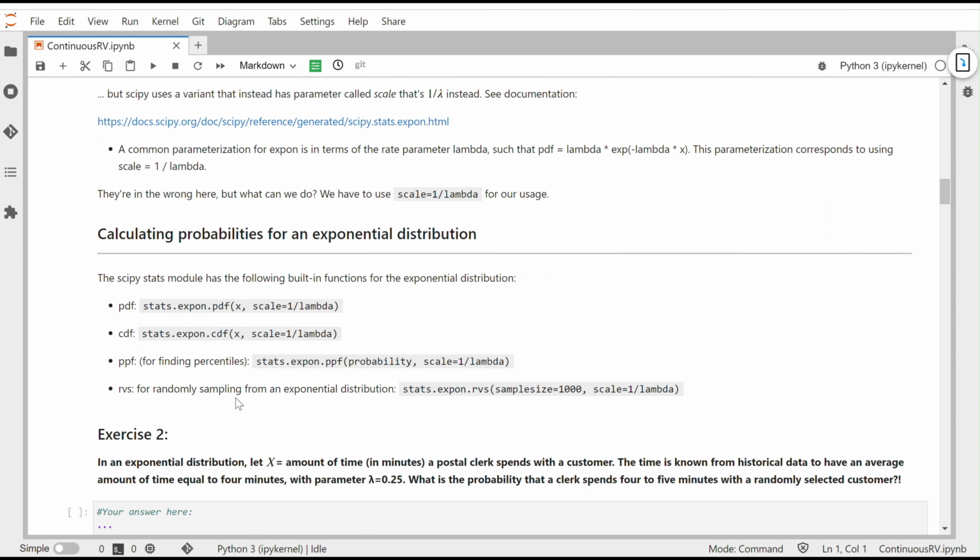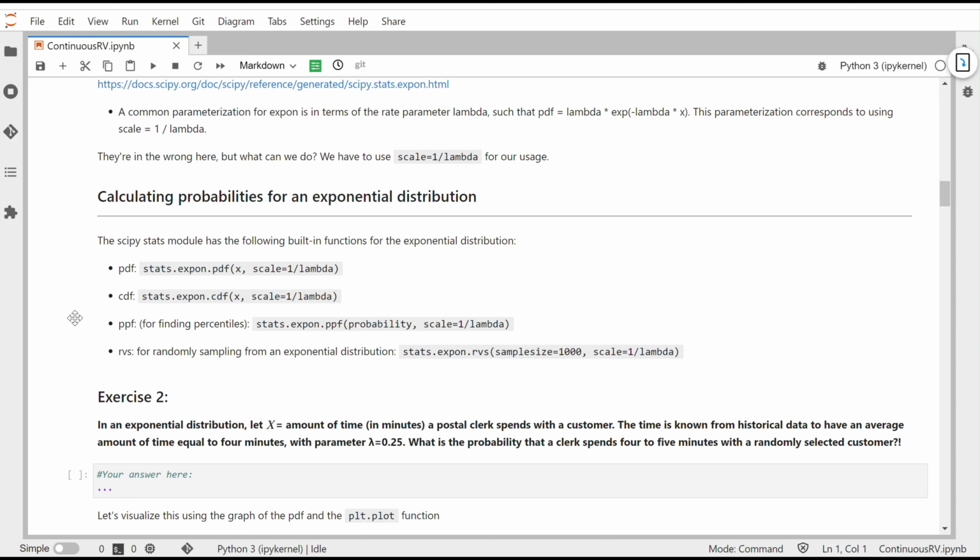And let's do this example where x is the amount of time a postal clerk spends with a customer. The time is known from historical data to have an average amount of time equal to 4 minutes. With a parameter lambda of 0.25. What is the probability that a clerk spends 4 to 5 minutes with a randomly selected customer? All right, so again, just to point out where that lambda is coming from, historical data has an average amount of time equaling 4 minutes. So number of events would be like visits from a customer per unit time, which would be 1 customer per 4 minutes. So that's why lambda is 0.25 here.